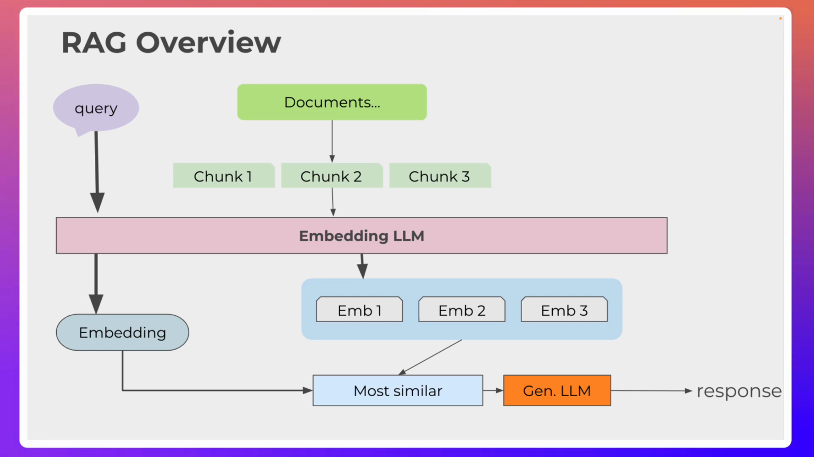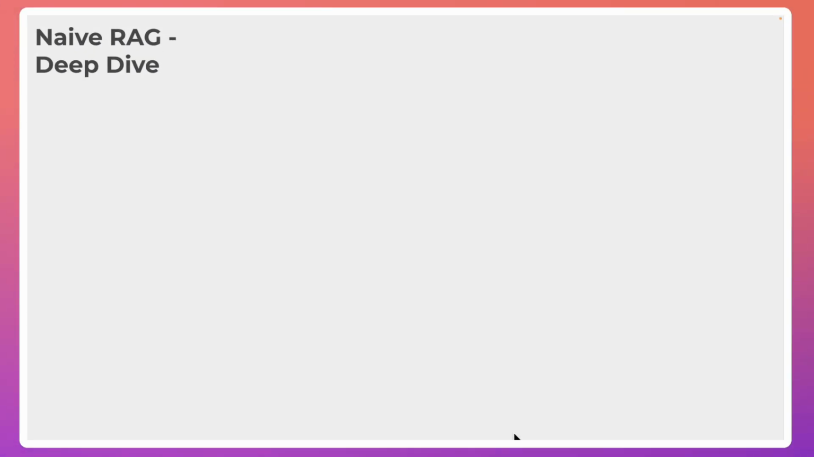Notice here, when we say RAG, Retrieval-Augmented Generation, that means that the generated response is augmented by the data retrieved from the documents, in our case. Hence the name RAG. So really, if you want to do a deep dive into naive RAG, this is what happens.